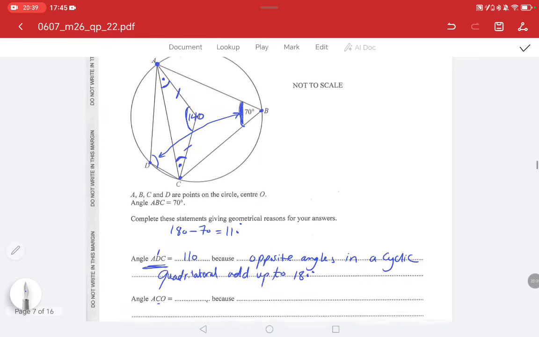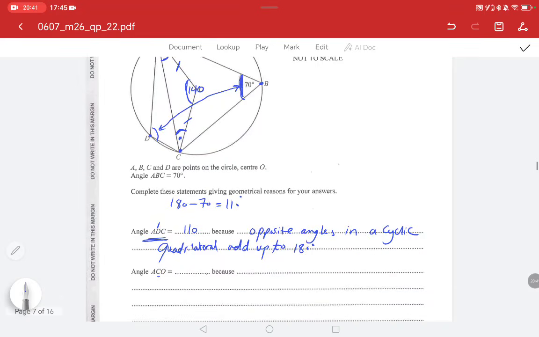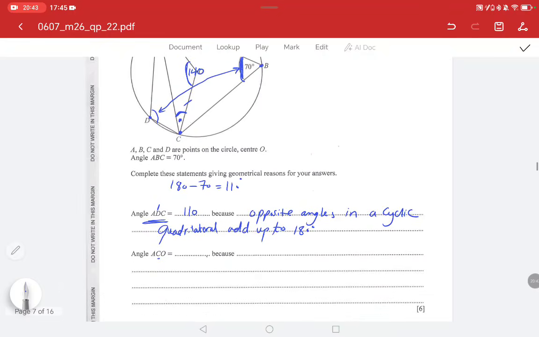So in this case, we can say 180 minus 140, divided by 2. So 40 divided by 2, which is what? Which is 20 degrees. So this one is 20 degrees. You have to write the reason why this one is 20 degrees.